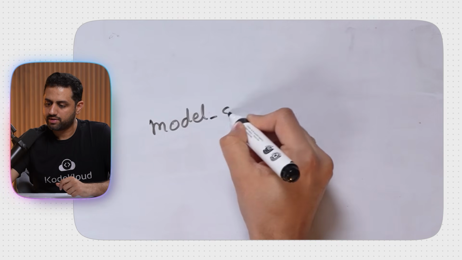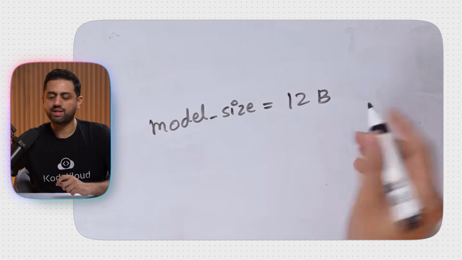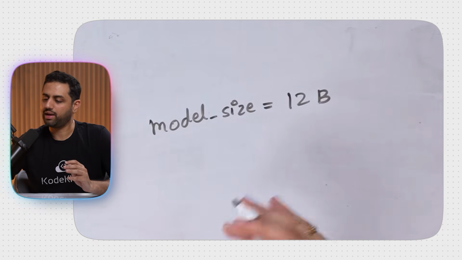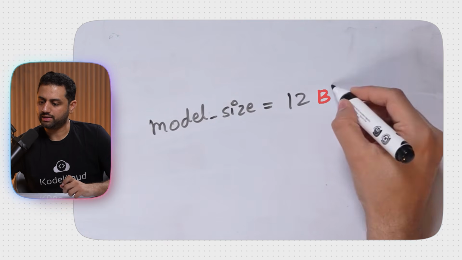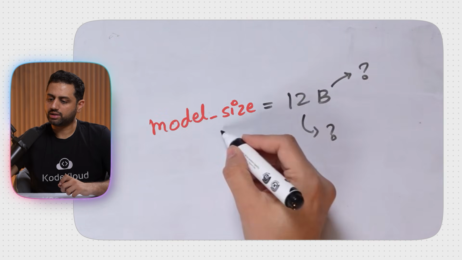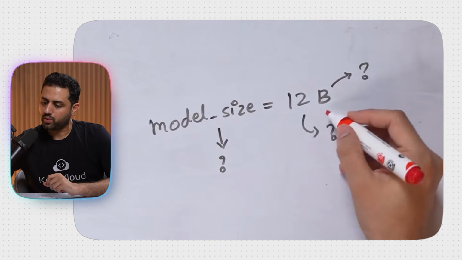The concept that we want to understand today is the model size. So model size is equal to, let's say, 12b. This is exactly what you're going to see in the Hugging Face UI if you open any model. So the question we have now is, what is b here? What is the number 12 here? And what does the model size really mean? This is what we want to understand in this particular video, and I'm going to explain this in detail for you.